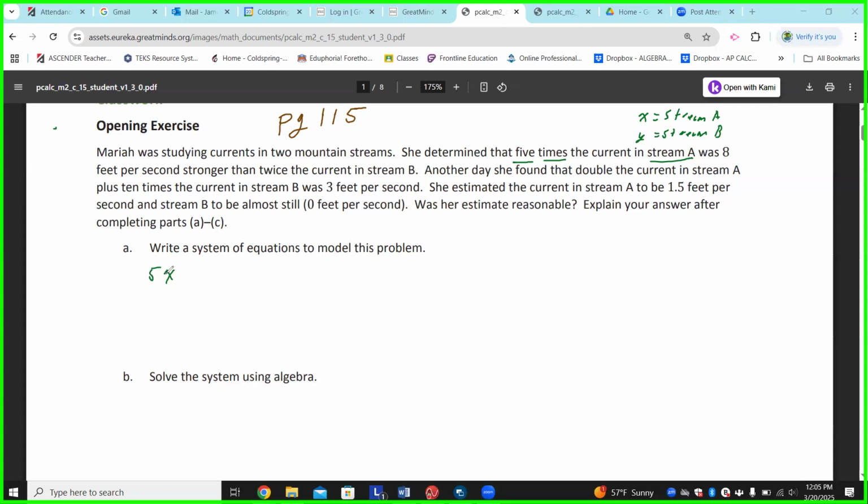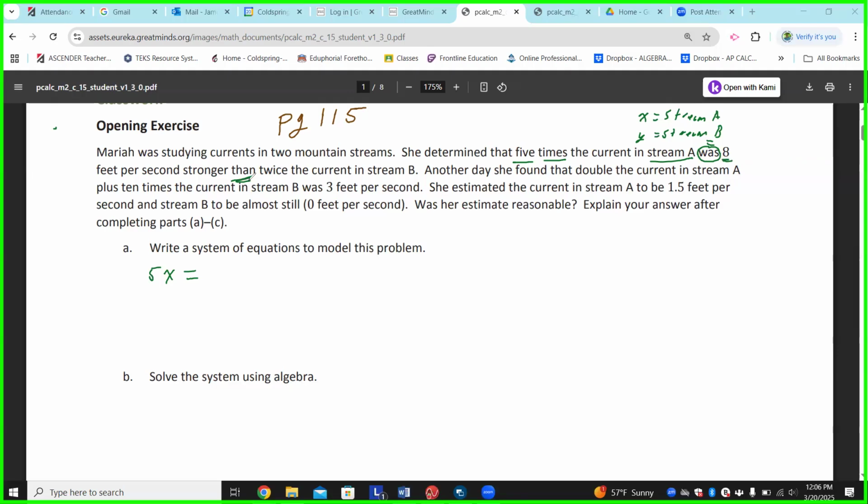Now, there are 2 words that represent the equal sign: is and was. If you see the word is or was, that's going to represent an equal sign. It's going to be something is this, or something was this. That means they are equal in some value at some given time in that scenario. Then it says 8 feet per second stronger than; we'll get to that in a second. So 8 feet per second stronger.